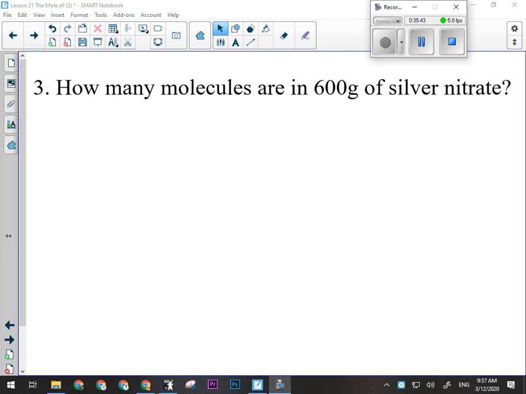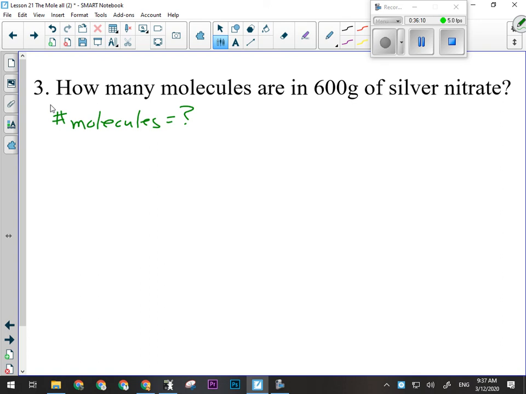Same idea here, we want to write down what our givens are. We're looking for how many molecules. That's our question mark. That stands for number, by the way. It's not hashtag molecules. That symbol used to stand for number. So we're looking for the number of molecules in 600 grams.